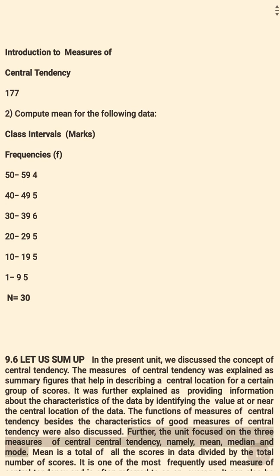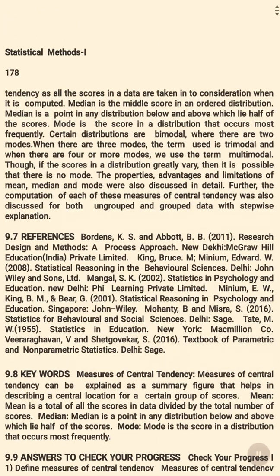Further, the unit focused on the three measures of central tendency, namely, mean, median and mode. Mean is a total of all the scores in data divided by the total number of scores. It is one of the most frequently used measures of central tendency and is often referred to as an average. It can also be termed as one of the most sensitive measures of central tendency, as all the scores in a data are taken into consideration when it is computed. Median is the middle score in an ordered distribution. Median is a point in any distribution below and above which lie half of the scores.